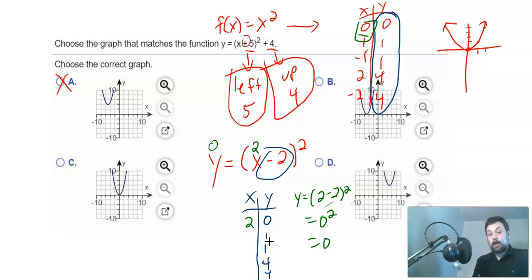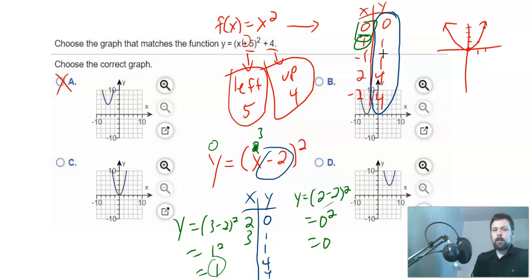If I want to stay at 1 for y, what would I have to choose for x? Well, there are 2 things that would work. But one thing that would work would be 3, right? Because if I plug in 3 for x, 3 minus 2 gives me 1. 1 squared gives me 1. And so I get 1 for y by choosing 3 for x, which is 2 to the right of the original number that would have given me 1 for y. So if I want to stay at 1 for y, I have to choose a number for x that is 2 to the right of the original number that gave me 1 for y.